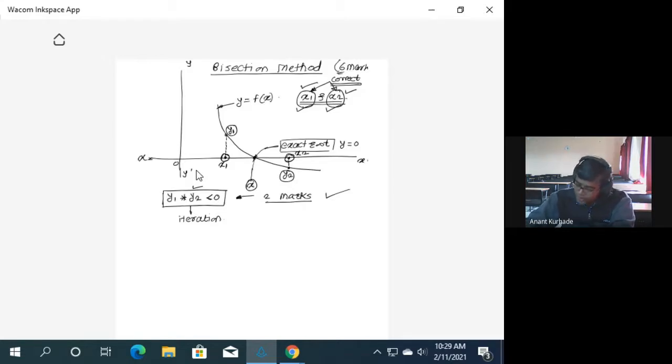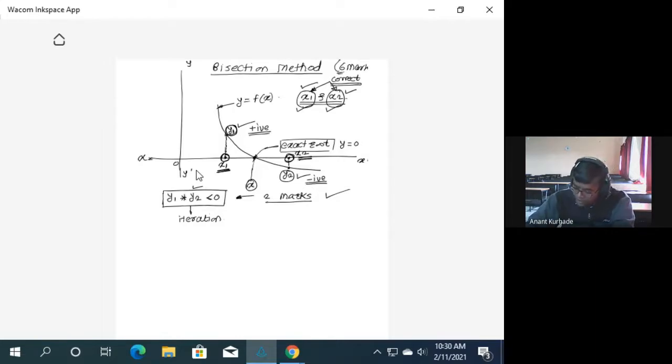Now see, we got the value of x1 and the value of x2. If we draw one vertical line here, we can get the value of y1, and here y2. By observing these xy coordinates, one can easily say y1 has a plus sign, and y2 has a negative sign. If we take their multiplication, it is negative, less than 0. So we can say the root lies between x1 and x2.